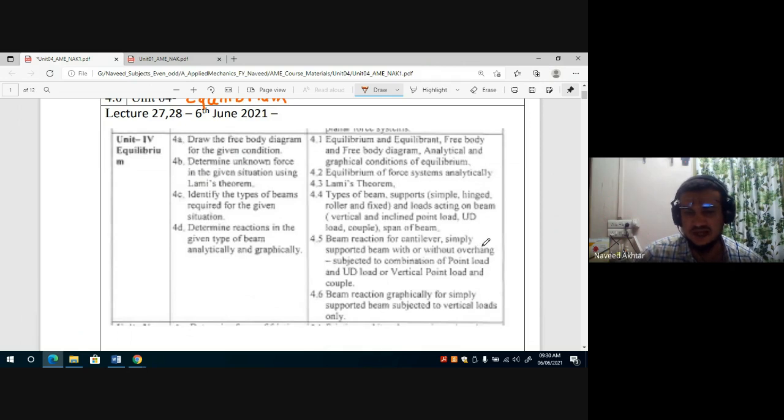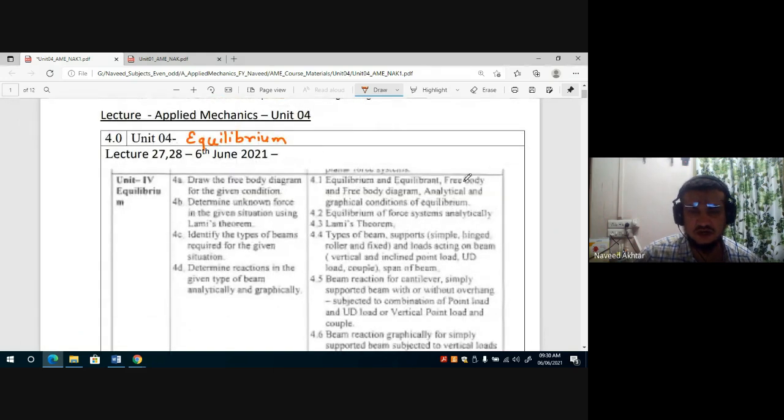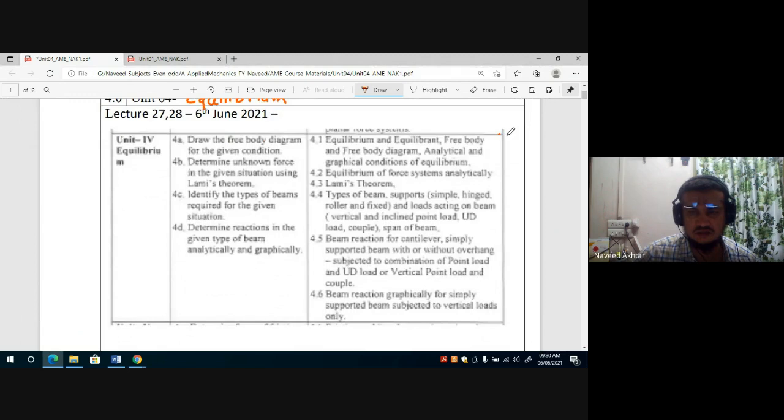Beam reaction for cantilever, simply supported beam with or without overhang, subjected to combination of point load and UDL load, or vertical point load and the couple. Beam reaction graphically for simply supported beam, subjected to vertical loads only. So this is the content of your syllabus for unit number 4 with equilibrium and the beam.